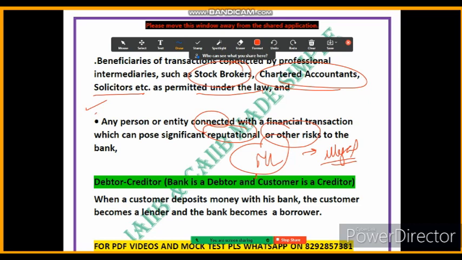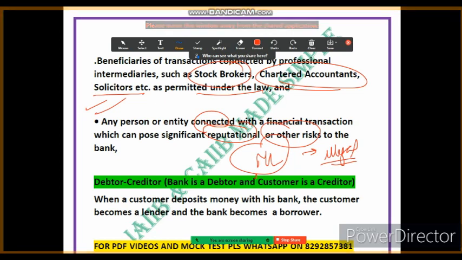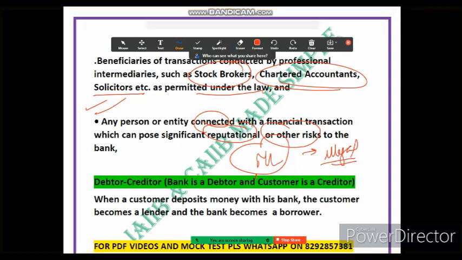A question was asked: which type of risk is a bank exposed to whenever a customer does illegal activities or money laundering? So please remember, the bank is exposed to reputational risk. Another type of risk is called legal risk. So in such cases, reputational and legal risk are associated. Hopefully you have understood the concept.